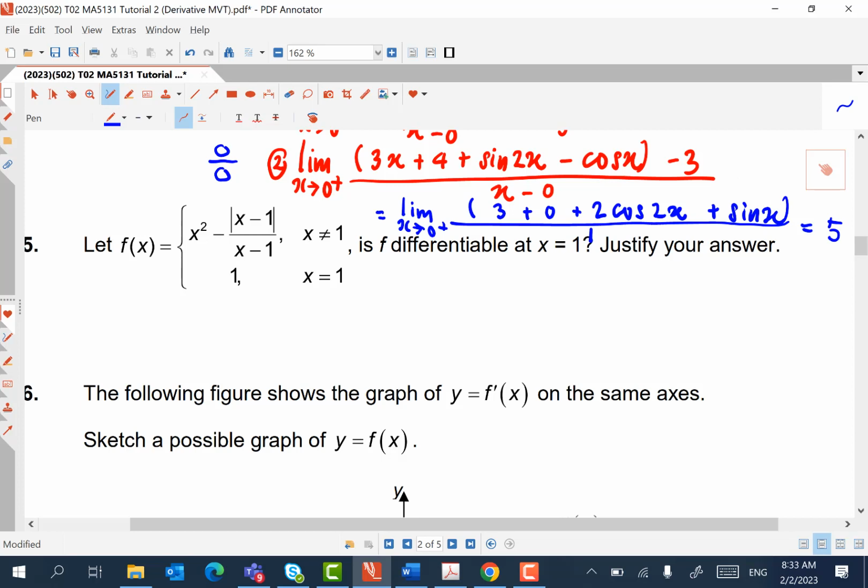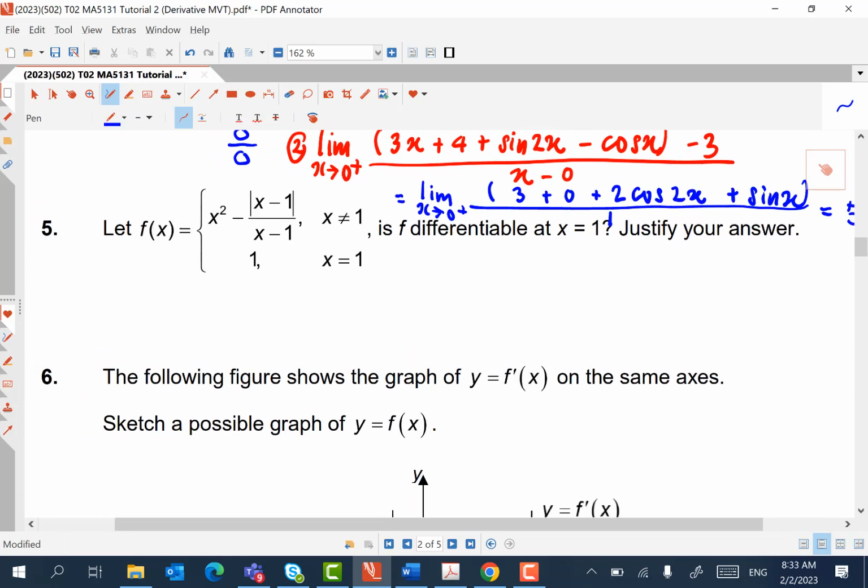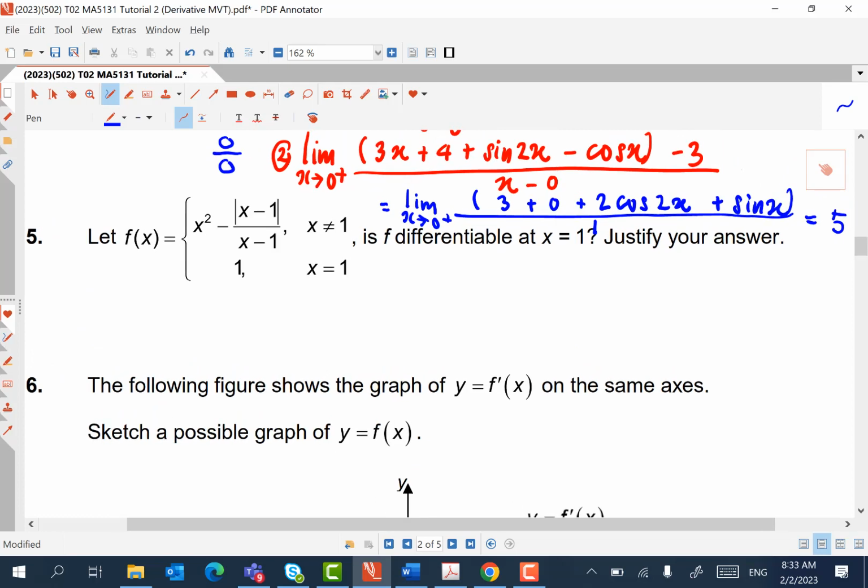Okay, let's discuss number 5 together. You are asked now, is f differentiable at x equals 1? Let's hear from Viresh, the class rep. Okay, Viresh, how would we do number 5? There are two ways. One is just directly applying the left hand and the right hand derivative. And the other way is that we just prove that the function is not continuous. Brilliant. So let's do the second way first.